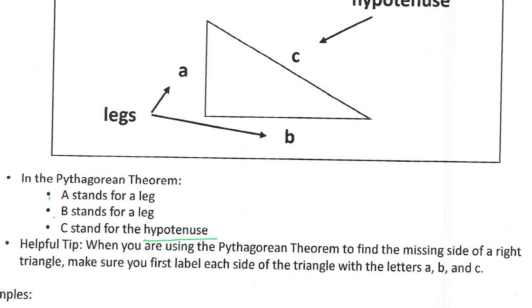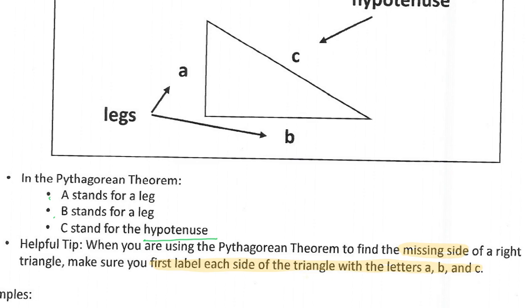What is really helpful, as it says down here, is that when you're finding the missing side, first label each side with the letters A, B, and C. We always want to label first, that way we don't get confused when we're plugging it into the formula.